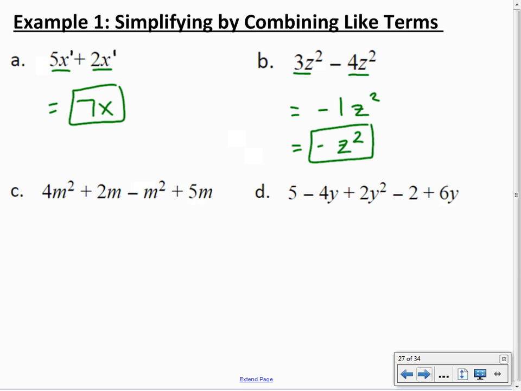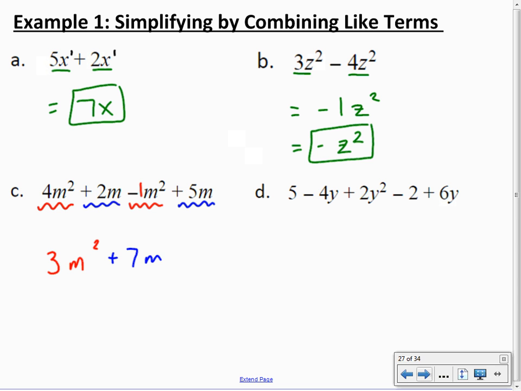All right, for example C, we have 4 terms this time. I noticed that we have a positive 2m, a positive 5m. Those are like terms. We also have a 4m squared minus 1m squared. So let's start with the terms that have the bigger exponents. So 4m squared minus 1m squared would leave me with 3m squared. 2m plus 5m would give me plus 7m.